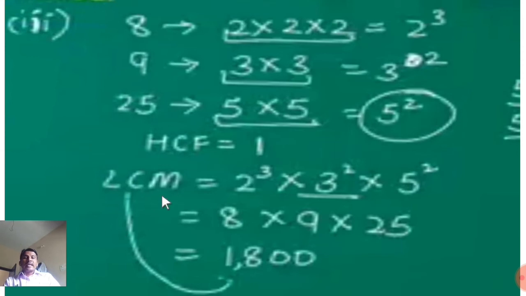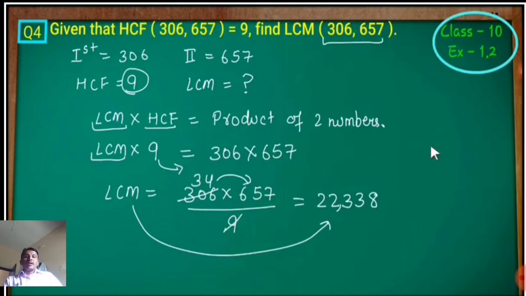What is the LCM? LCM of these three numbers is the highest powers of all the factors you have to take now. 2 raised to 3 into 3 raised to 2 into 5 raised to 2. You have to find the product of all these factors, which gives us the LCM. 2 cube is 8, 3 square is 9, 5 square is 25. The product of these three numbers gives us 1800. Next, fourth question.